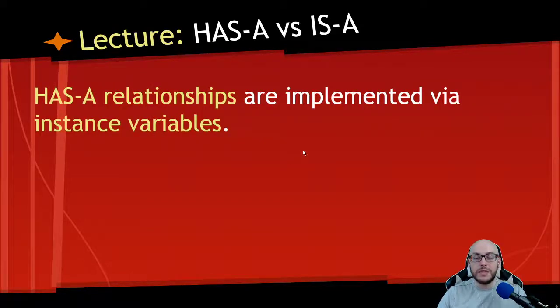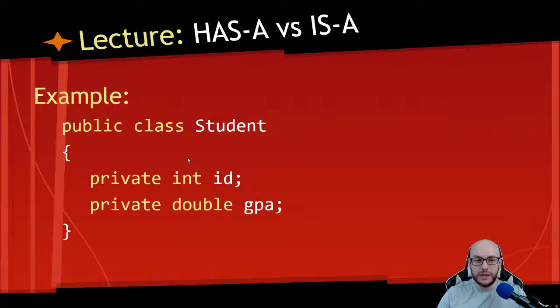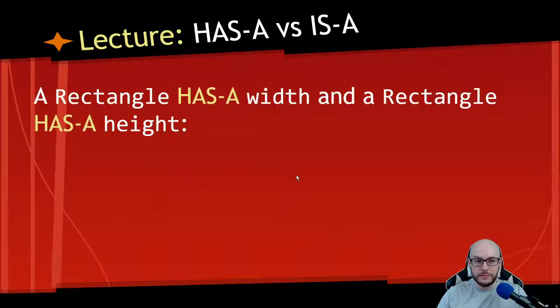Has-a relationships are implemented via instance variables. This is going to be an almost test question. I'll ask this multiple times. How do we represent has-a relationships? For instance, a student has an ID. A student has a GPA. So these things would be instance variables inside of student. And of course, we're going to have things like name as well.